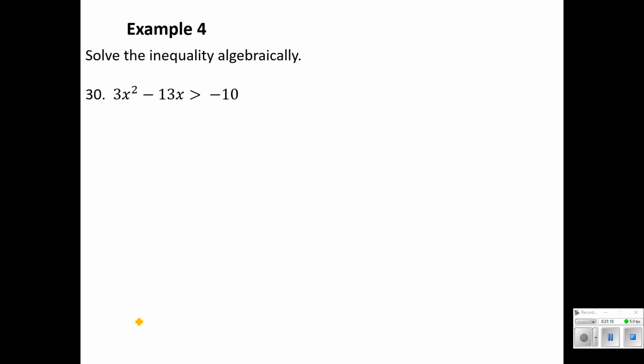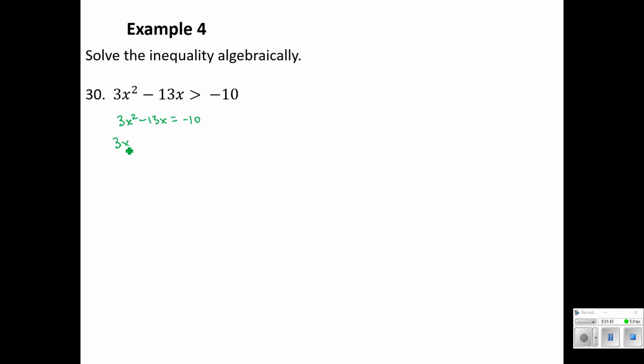Example 4, solve the inequality algebraically. Now, you'll notice this is kind of like our introduction slide a little bit. There's no y's in there. We're not drawing a graph of a parabola and shading a whole lot. Here we're just looking where are the x values that make this function greater than -10. And our process will stay the same. We're going to treat it as if it were an equation, and then we'll test points.